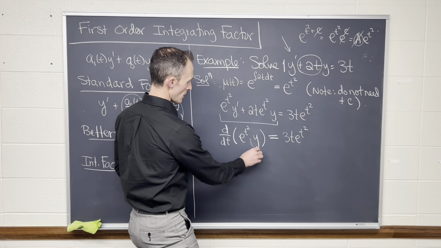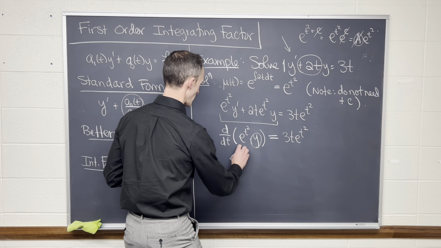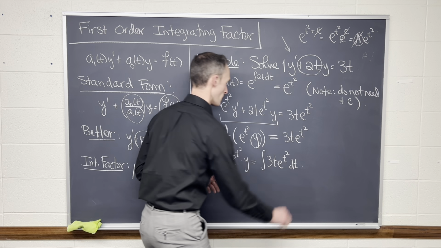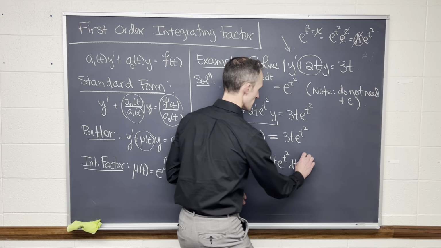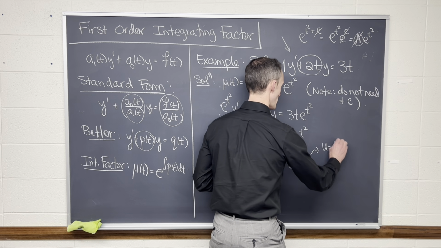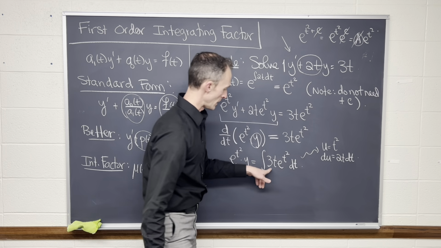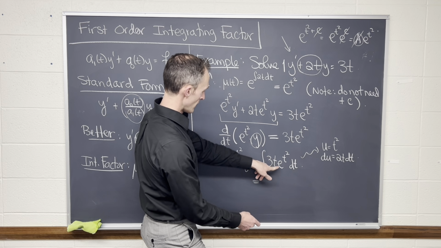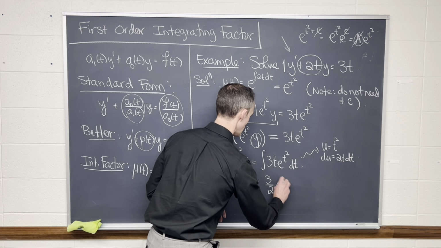Now remember, we're trying to solve for y, so I'm just going to integrate both sides. It's going to tell me that e to the t squared times y is equal to the integral of 3t e to the t squared dt. Okay, so now I have to evaluate this integral. Now how do I do that? It's a u substitution. So I'm going to go u equals t squared, du is 2t dt. Okay, so I need a 1/2 out front here. So this is really, what am I going to get? I'm going to divide by the 2, so I'm going to get 3/2 e to the t squared.